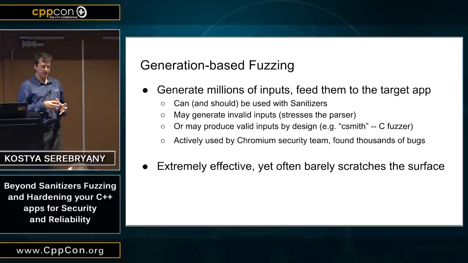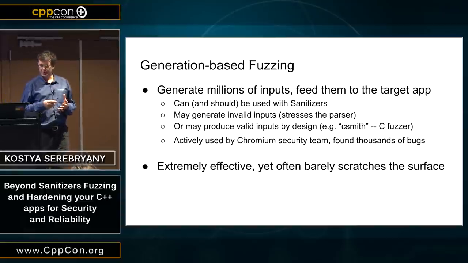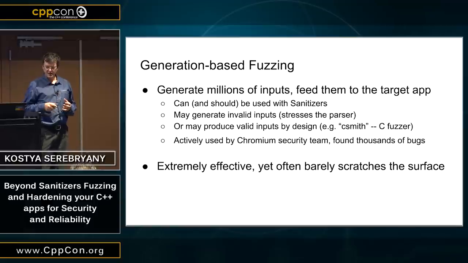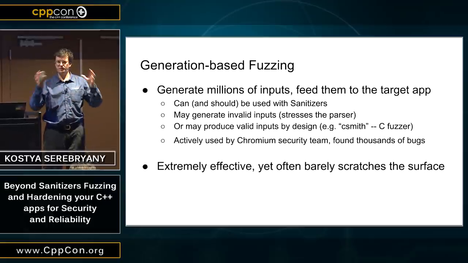The approach of generation-based fuzzing is very heavily used in industry, including the Chrome security team. And this particular way was used to find many thousands of bugs in the Chrome browser. So it's extremely effective and efficient, yet it often barely scratches the surface of your application.